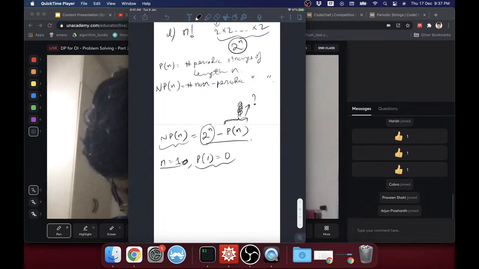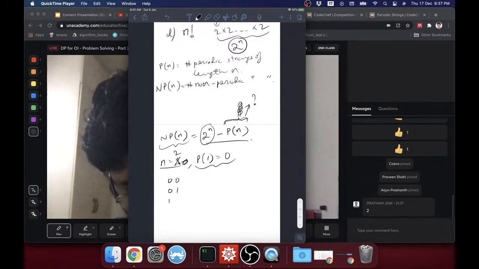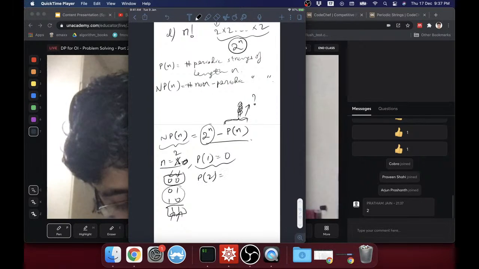What about 2? So you have 4 strings: 00, 01, 10, 11. This is periodic because 0 repeats 0, and this is periodic because 1 repeats 1. These two are not periodic. So P of 2 is 2.